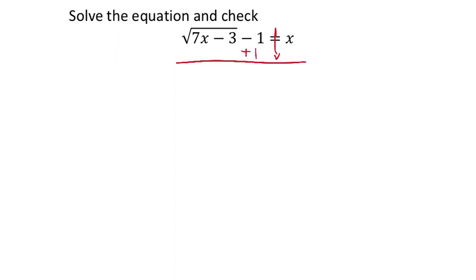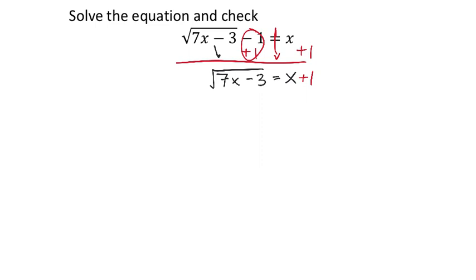So I'm going to have to add 1 to both sides. Now I can't take x and add 1 and make it 2 x's because they're not like terms. I have to keep them separated, right? So that's going to zero that out. I'm going to drop then my square root of 7x minus 3, which now equals x plus 1.